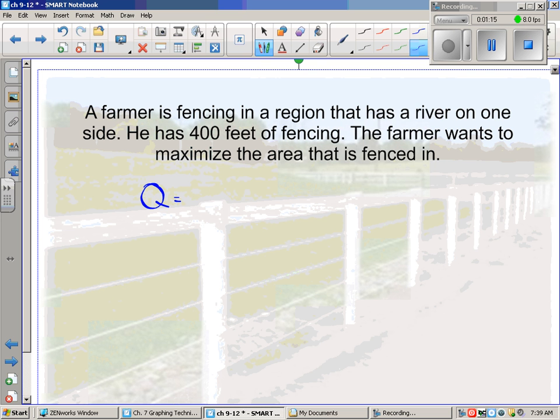But again, what exactly are we looking at here? We have a farmer who has a region that has a river on one side. And so you have a river, right? And we want to fence in an area. And so this is kind of what you're looking at. Now let me also say that some of you might have interpreted the river to be up here. And so you have a box drawn this way.